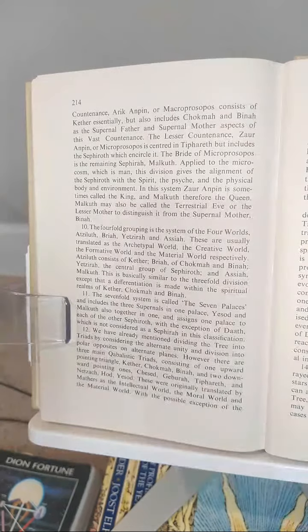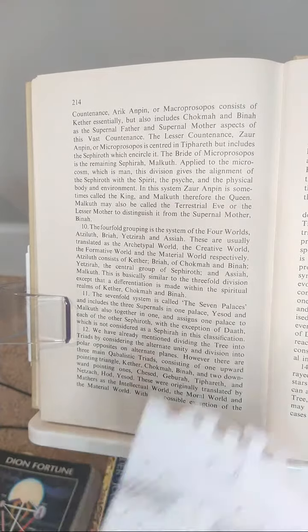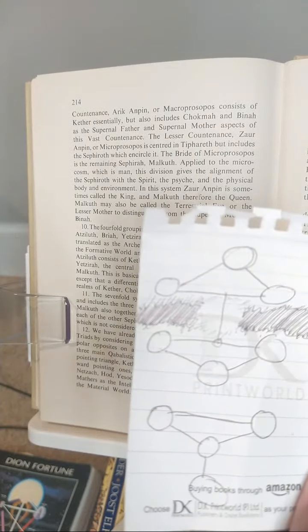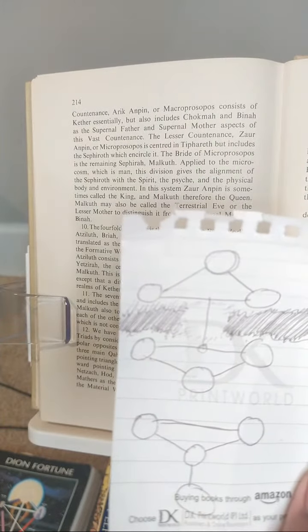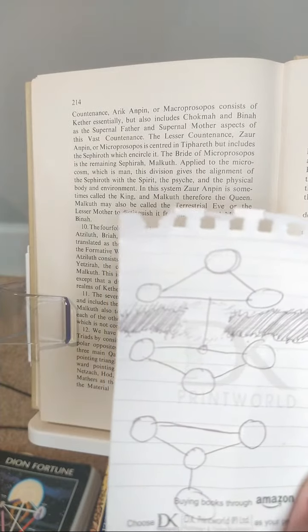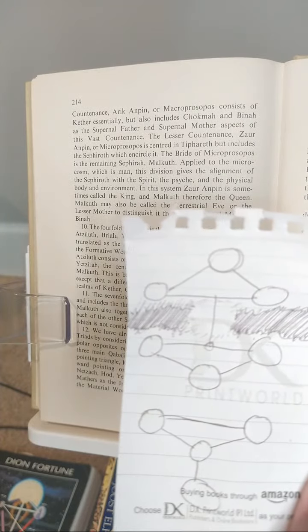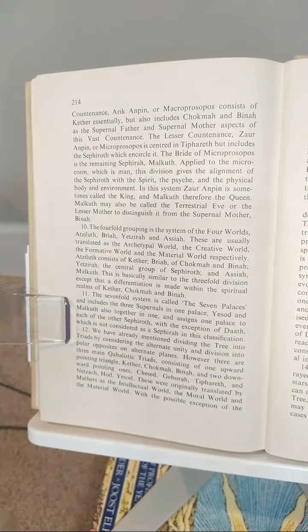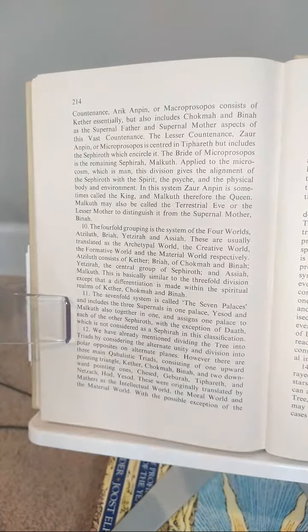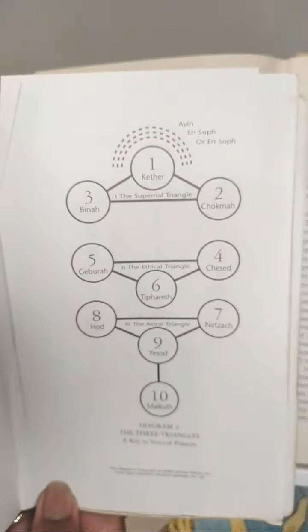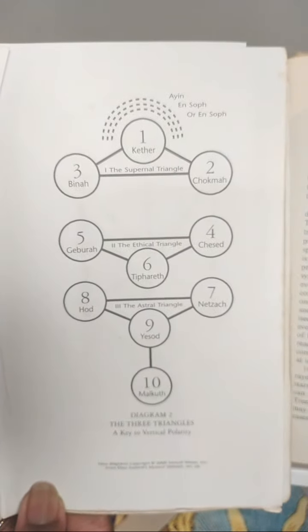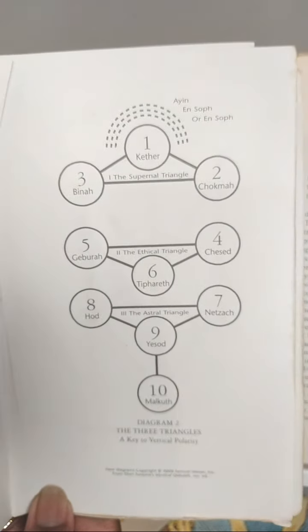However, there are three main Kabbalistic triads consisting of one upward pointing triangle, Kether, Chokmah, and Binah, and two downward pointing ones, Chesed, Geburah, Tiphareth, and Netzach, Hod, Yesod. These were originally translated by Mathers as the intellectual world, the moral world, and the material world. And by the way, you have definitely seen that diagram in the back of Mystical Kabbalah, right? That upper triad, the central triad, and the lower triad.